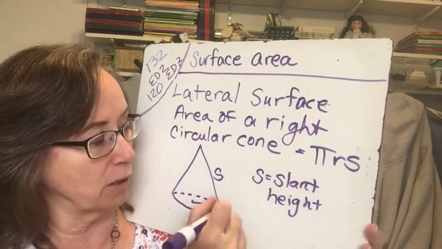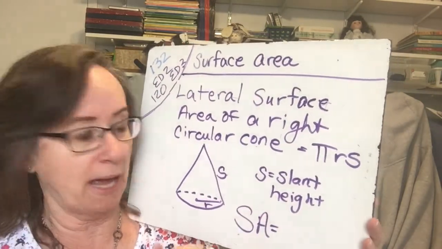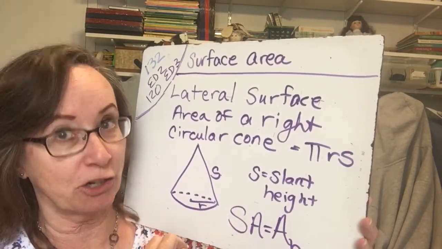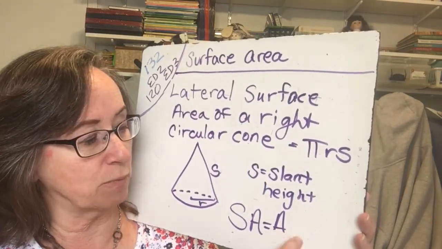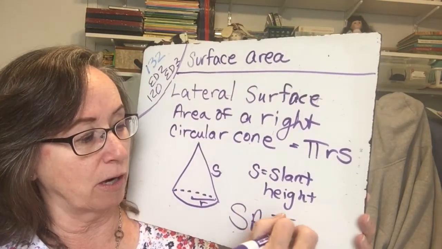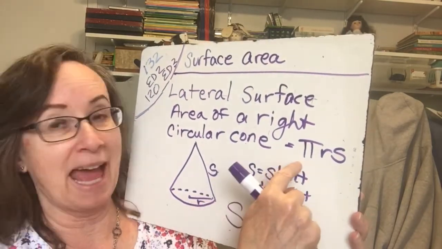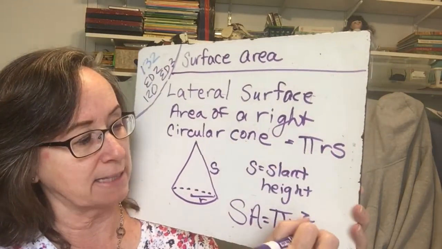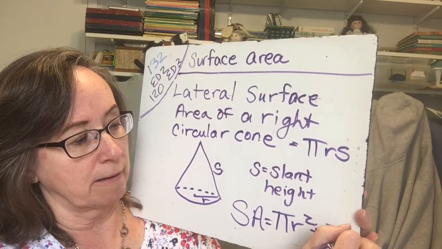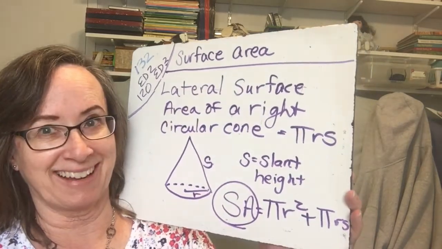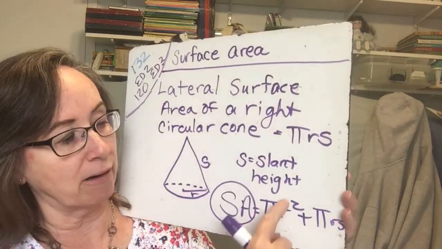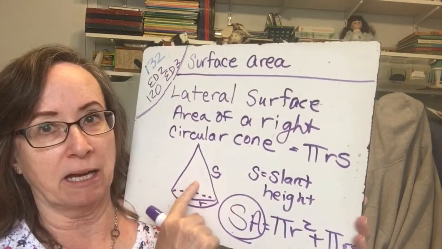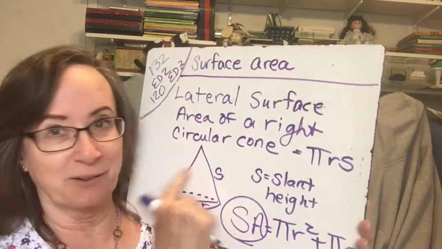So for the total surface area, we would have the area of the base, which is going to be a circle. And so the area of the base would be pi r squared. And then we would have to add the lateral surface area, which is all of this area up here, which is pi r s. So if we wanted total surface area of a cone, it would be pi r squared for the base and then pi r s for this area up here on the cone.